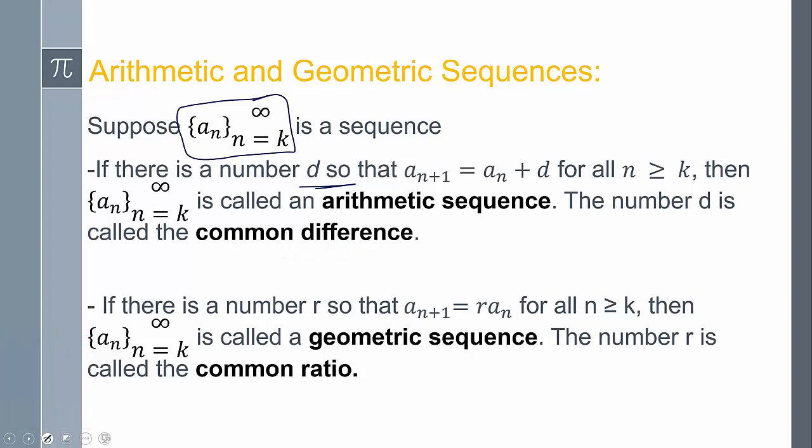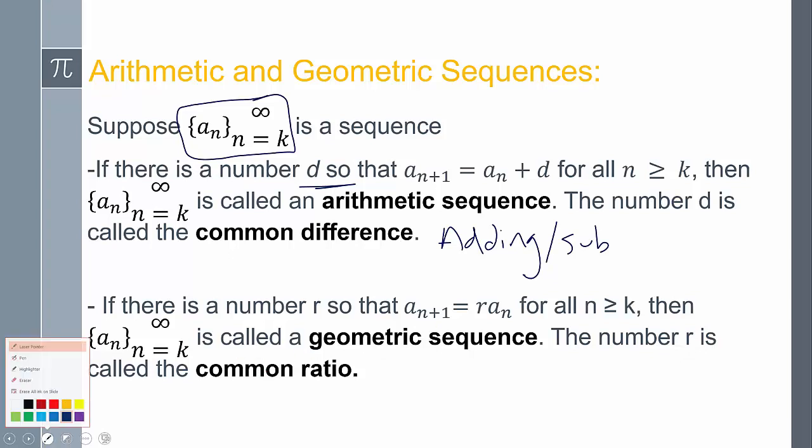So the way that we identify this: are we adding or subtracting the same number every single term? And then for geometric, if there is a number r, so that we have r times a sub n for all values, then we're going to call it a geometric sequence. And we call this value r a common ratio.